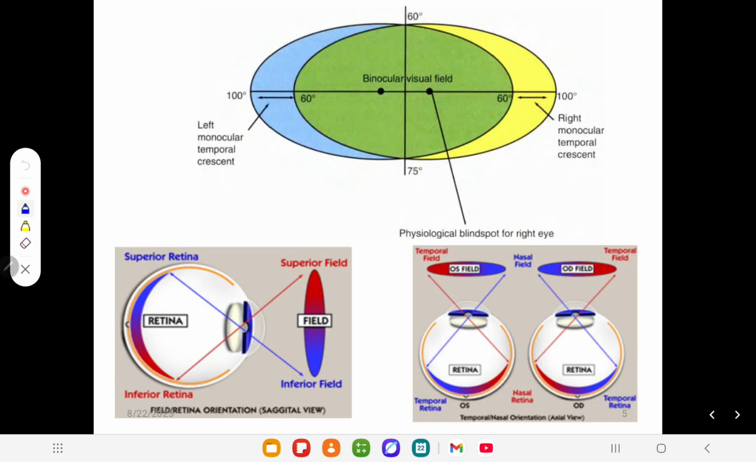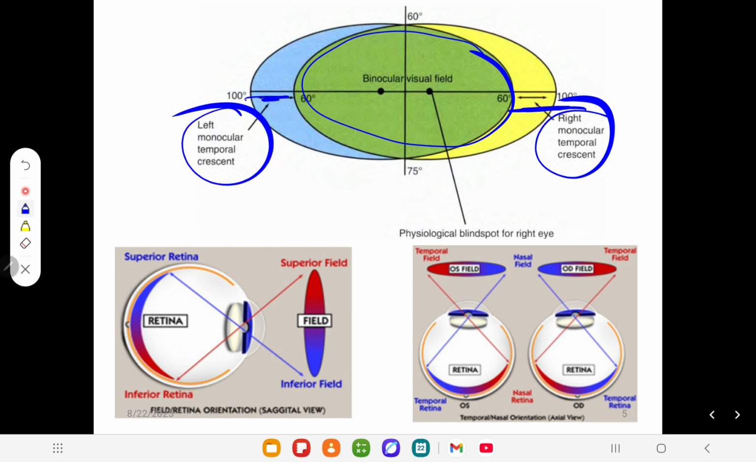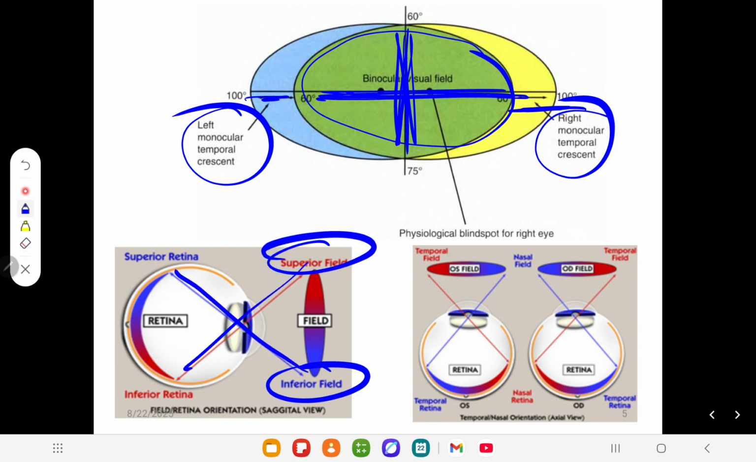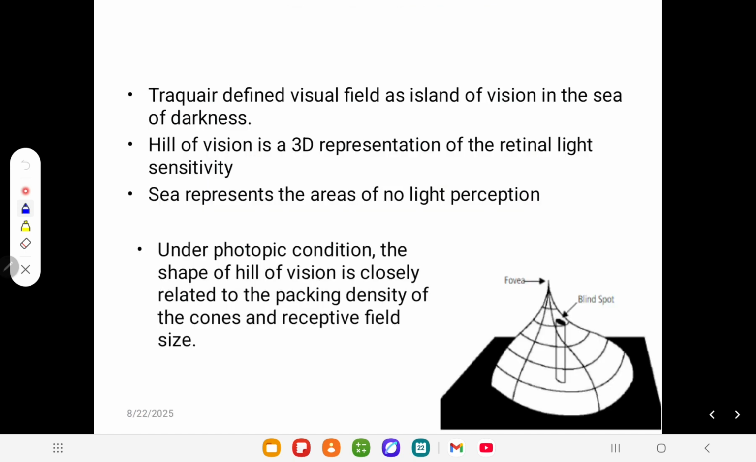Another thing that matters is the binocular field of view. This is the binocular field of view. Each eye has a monocular field of view, the right temporal monocular and the left temporal monocular field of view. Centrally important, how large is the binocular field of view? Approximately 120 degrees horizontally, and vertically approximately 60 to 70 degrees. And we know that inferior field of view belongs to the superior retina, superior field of view belongs to the inferior retina, temporal field of view belongs to the nasal retina, and nasal field of view belongs to the temporal retina. I think you are already clear about it.